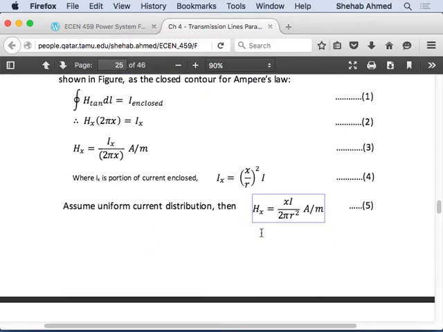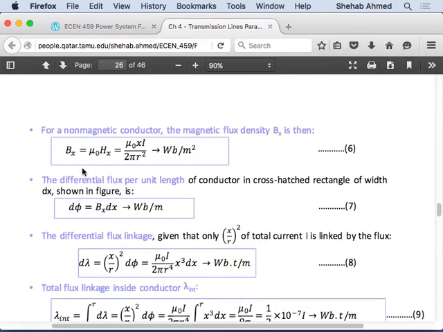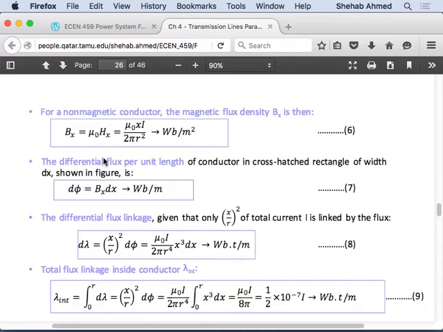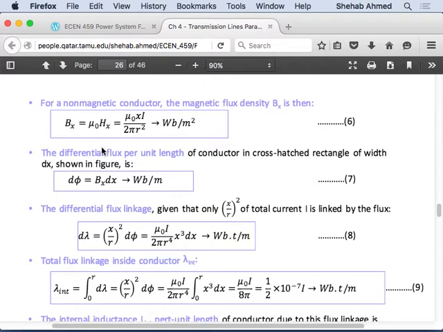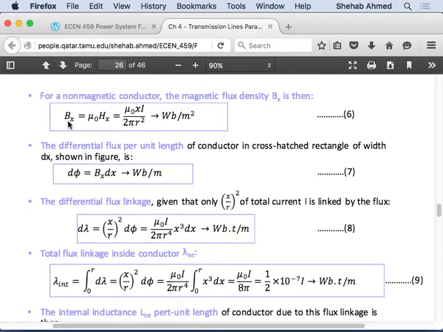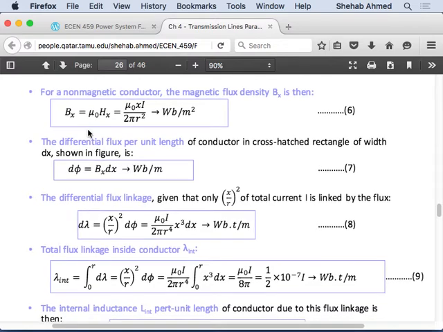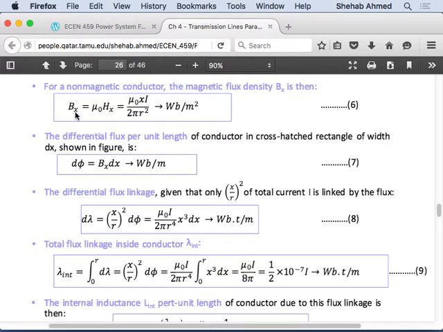So we calculated H. After H, we calculated B. The relationship between them was only mu naught. We ignored mu r because we said that this is a non-magnetic material, so it's like air. And then after that, we wanted to calculate the total flux linking the conductor. So for us to calculate total flux linking the conductor, given the flux density, so I have flux per unit area, what do I need to do to calculate the total flux?